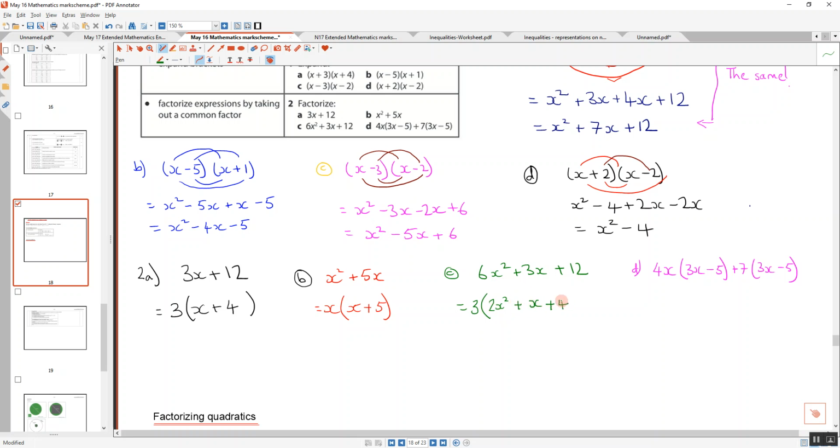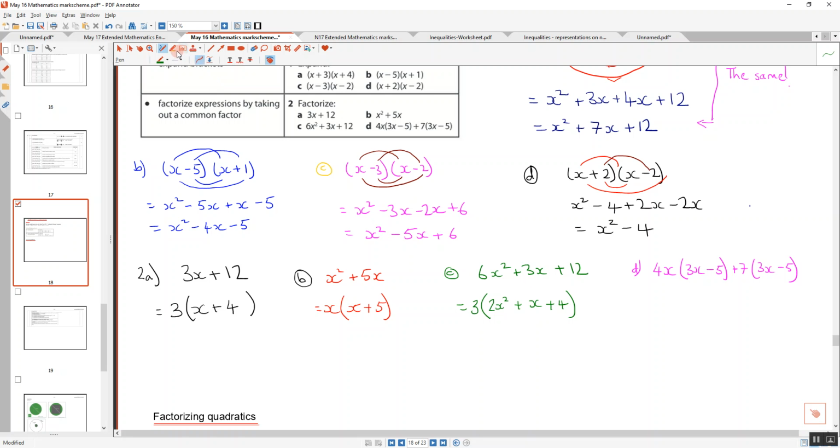Good. And remember, you can check these because if it multiplies out correctly, then you've done it right. Oh, I see. Okay. Nice one. 3 times x is 3x. 3 times 4 is 12. Any questions on those 3?